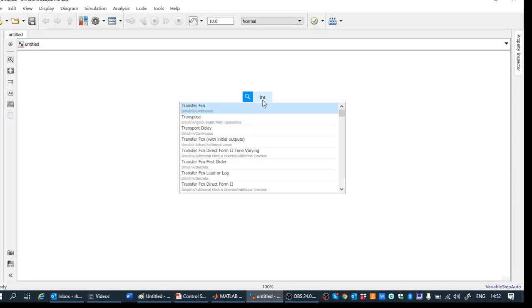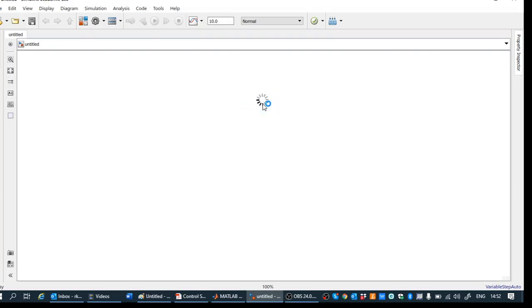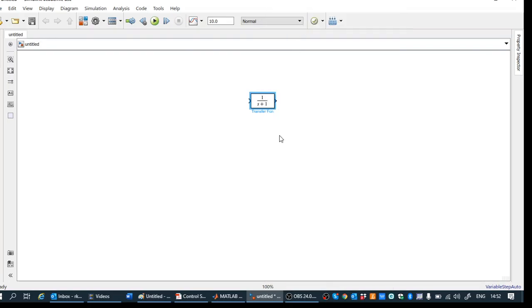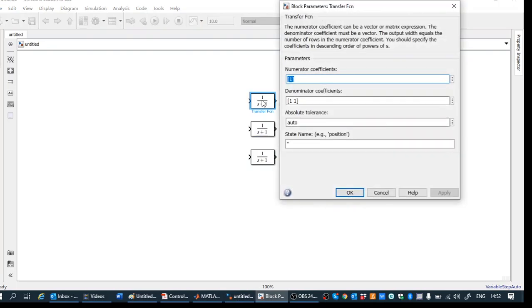Okay, so we have one. And once you have the one, all you need to do is copy and paste two more, which is easier, or you can do the same trick, that is type in transfer function on the three of them. So on the first one, let's open it up.